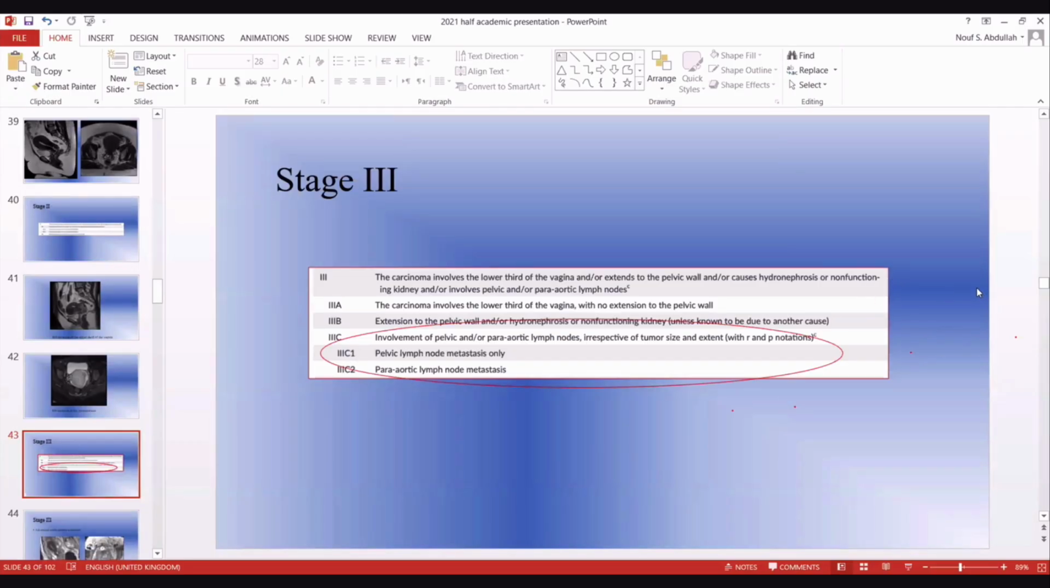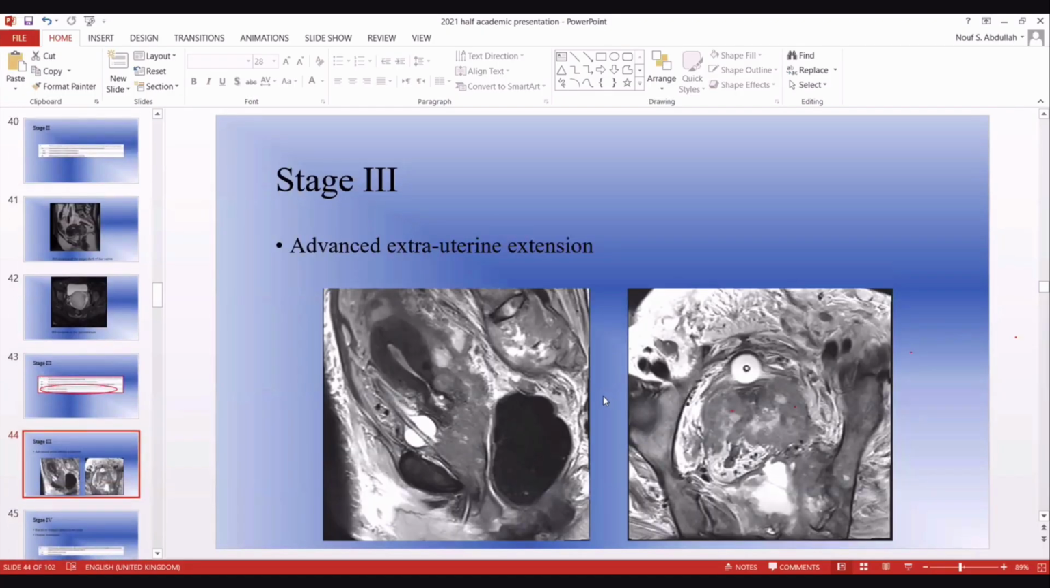Stage 3 is the changes that happened recently in the new staging. And when you see it, you have involvement of pelvic and para-aortic lymph node, regardless of the size of the tumor or the involvement. So in this case, for example, you have a huge finding. You have a large mass involving the cervix. It is extending into the cervical stroma. It is involving the parametrium. It is invading into the urethra. It is invading into the urinary bladder. So this is sort of presence of pelvic lymph. This is actually stage 3 up to stage 4 because of the surrounding.